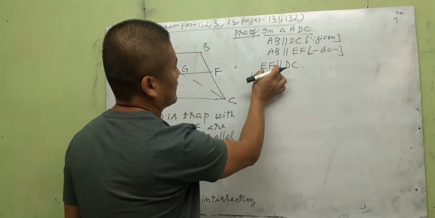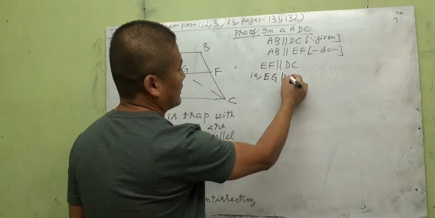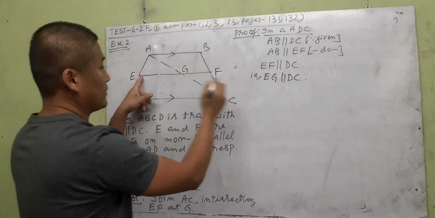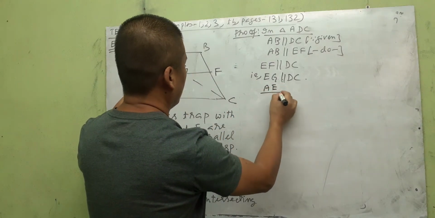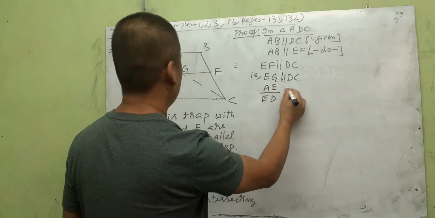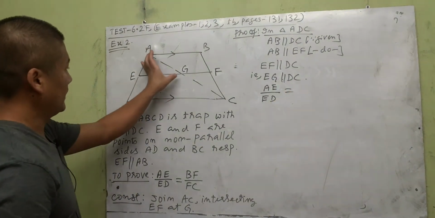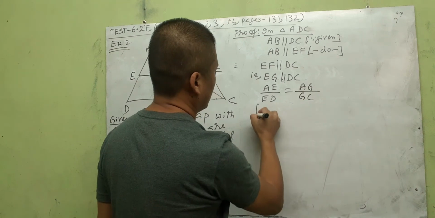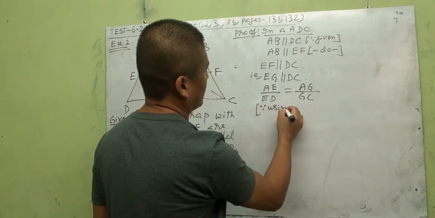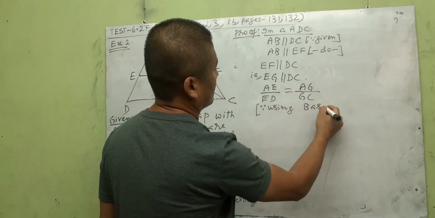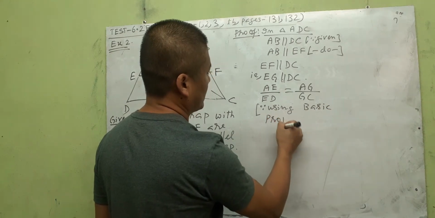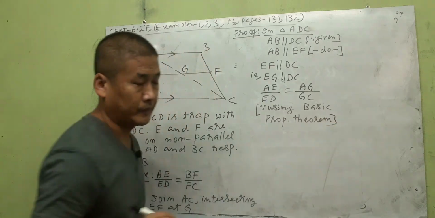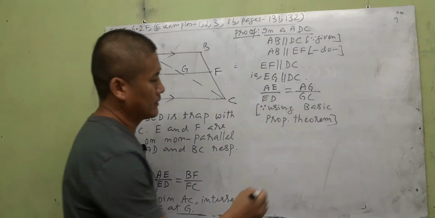Because EG is part of the same straight line as EF, parallel to DC. So if EG is parallel to DC in this triangle ADC, we can use the basic proportionality theorem: AE by ED is equal to AG by GC. Let's keep this one as equation number 1.